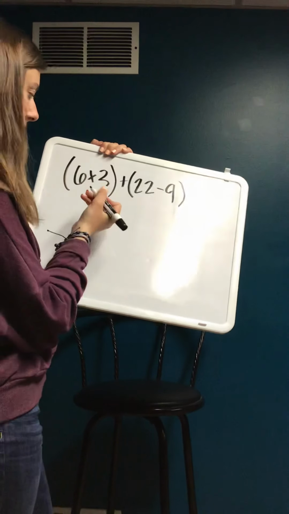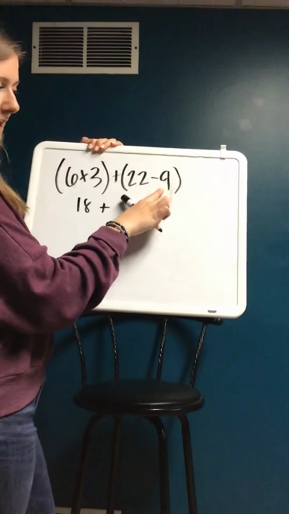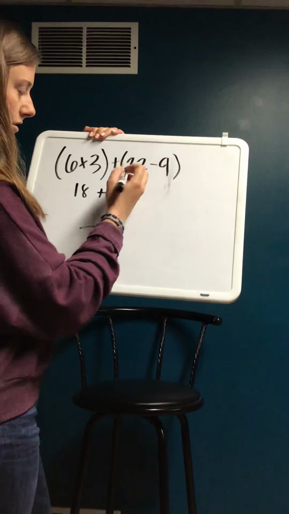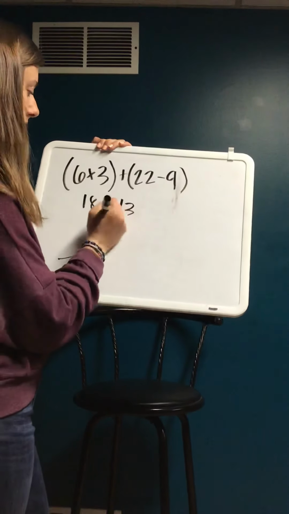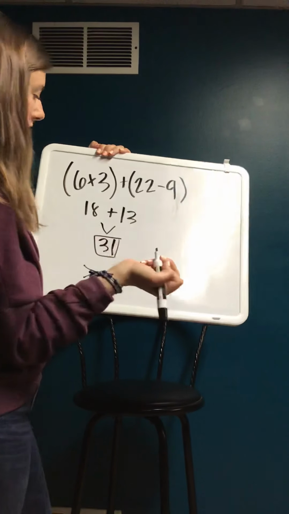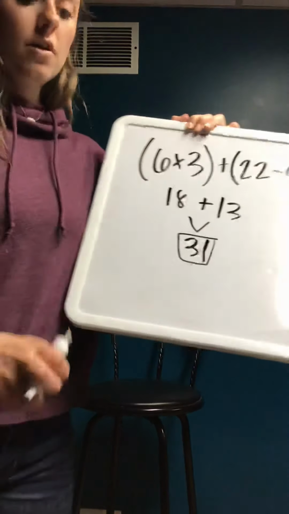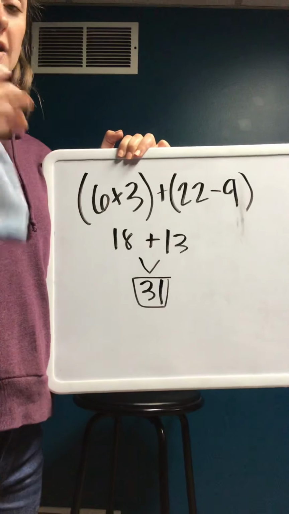So 6 times 3 is 18, and we'll go plus 22 minus 9, which is 13. So 18 plus 13, and we'll just add them, is 31. And that's our answer. Okay, so all you have to do is just follow PEMDAS, parentheses, exponents, multiplication or division, and then addition or subtraction.